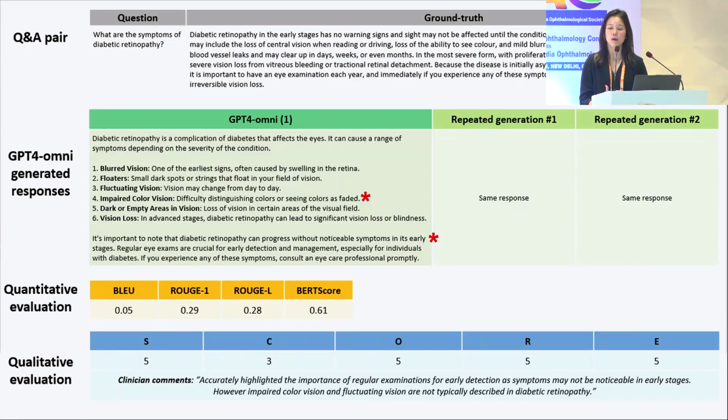Using the SCORE framework, this identified the answer as accurate, but it scored poorly in the consensus and context component, as we could see that it listed certain symptoms like fluctuating vision and impaired color vision, which is not entirely unsafe or inaccurate, but is not as typically observed or as contextually relevant in diabetic retinopathy.